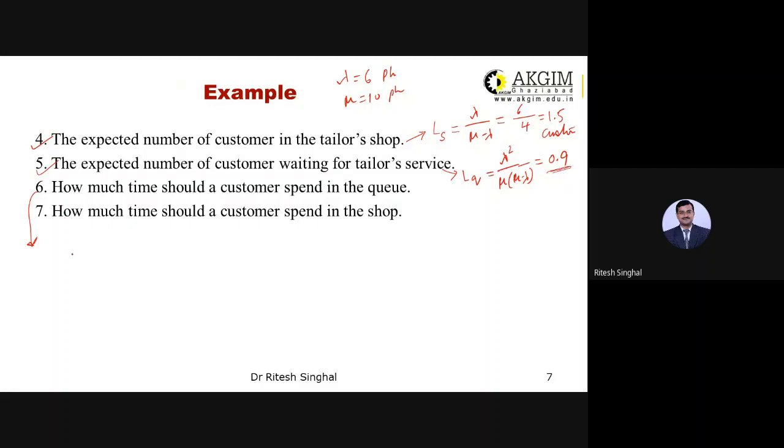Now, the sixth part, time spent in the queue, that is WQ. The formula for WQ is lambda upon mu into mu minus lambda. When you put in the values of lambda and mu, this comes out to be 1 by 4 hour. And in terms of minutes, it would be 15 minutes.